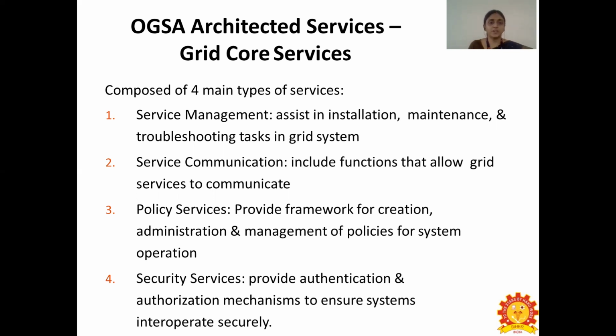These four main types of services are very important for the grid core services. The first, service management, concentrates on the task execution in the grid system, and service communication gives importance to grid services communication from one network to another network. The policy services concentrate on providing the protocols or rules for the administration and management of the grid systems. And finally, the security services mainly provide the authentication for every network to enter into another network in grid computing.